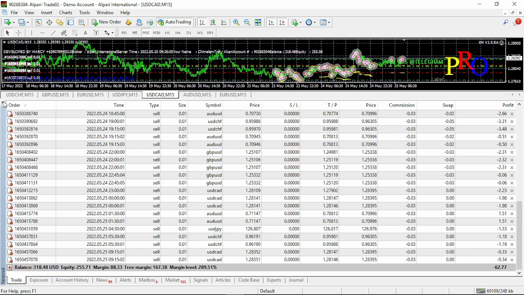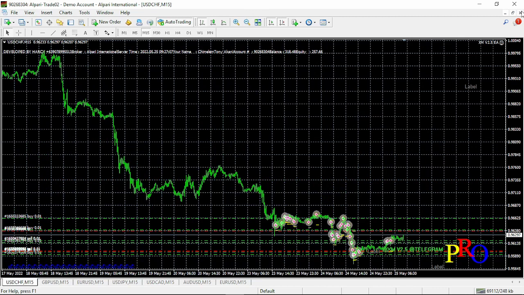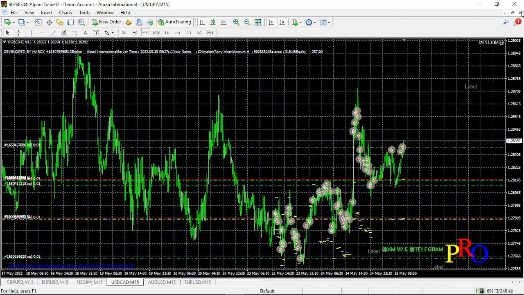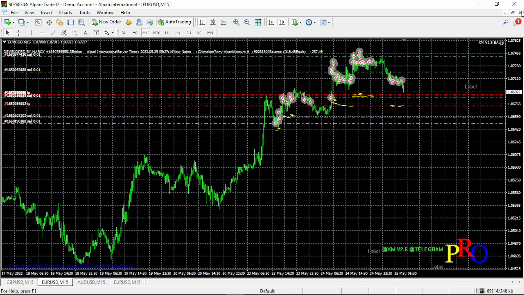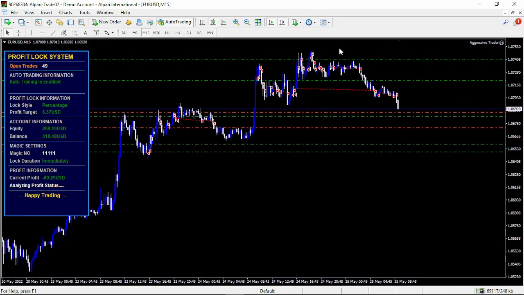We're going to follow the same route as we followed for the Spartan and the Titan X. What we're going to do is close out all the pairs that have the Spartan robots enabled. Okay, we're just going to close them out. And then you can see that the magic number for this is quite different. This is 11111, and it has a profit target of about 606.37 USD, and our equity, which is floating, is currently 258, and it has a balance of 318.